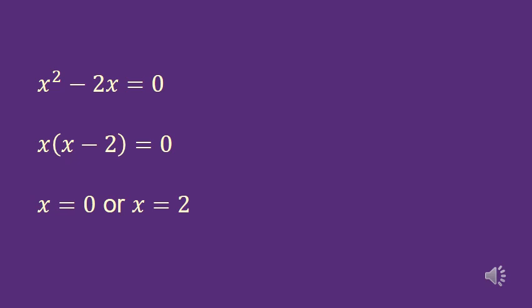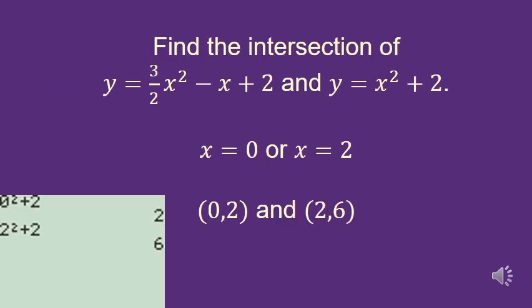And what that means is that my possible answers would end up being 0 or 2. And like on all the others, I've got to figure out y as well. This time it looks to me like the second equation is by far the easiest, so I'm going to plug in 0 and 2 into that equation. I end up getting the point (0, 2) and the point (2, 6).